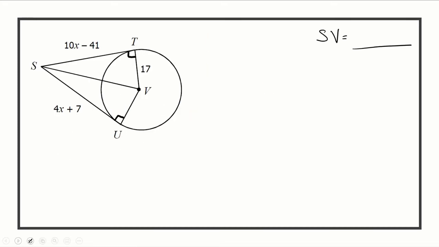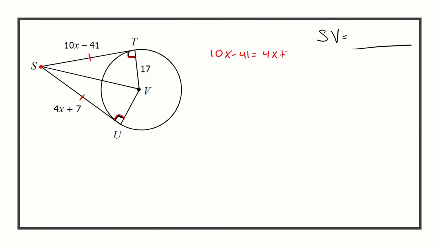So here, the question is asking me to find the distance, or the length of SV. Well, to find that, we're going to have to use the Pythagorean theorem. But before that, we have to figure out what is the length of that side, right? And so notice how both of these segments are congruent because they start from one point and they are tangent. I know that they're tangent because they are perpendicular to the radius. And so we're going to start there. We're going to start by setting both of these equal to each other.